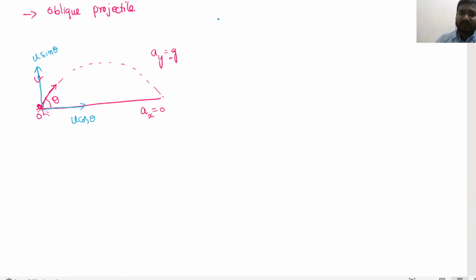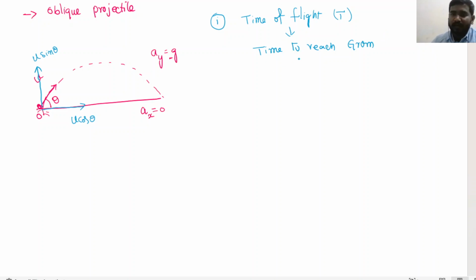Now we need to find some terms belonging to the oblique projectile. First one is time of flight, denoted with capital T. Time of flight you can define as the time to reach the ground from the point of projection.